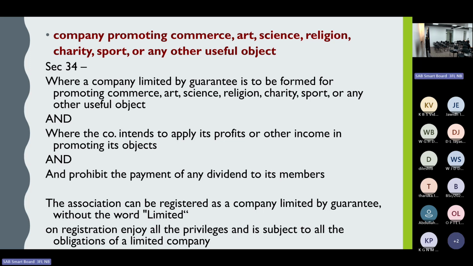Then if a guarantee company is formed with a useful object to promote, they can incorporate it as an association not for profit. Apart from the useful object, they also have to have a clause that they will not share any profit among them, and they have to use it to promote the object of the company. Now tell me some examples for association not for profit.